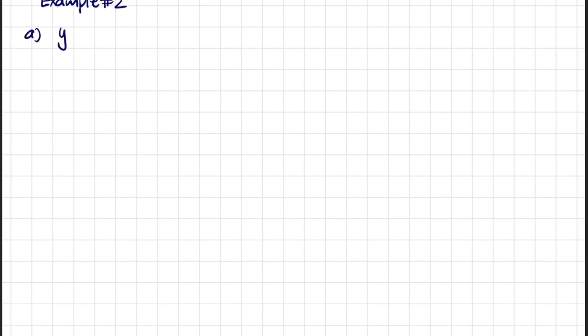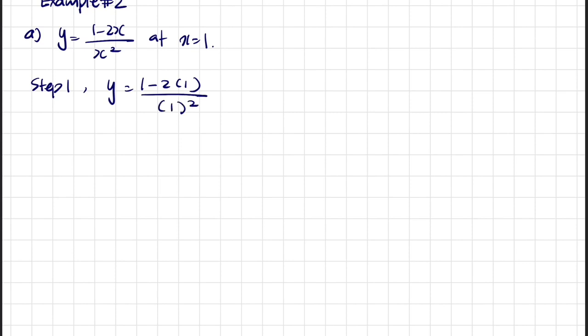Question A, we have y equals 1 minus 2x over x squared at x equals 1, right? So step 1 of finding the equation of the normal line is finding the missing y value. So we do y equals 1 minus 2 times 1 over 1 squared, which is equal to 1 minus 2 over 1, and it's negative 1. Then we can conclude that when x value is equal to 1, the y value is equal to negative 1. Then step 2, we need to differentiate this function y.